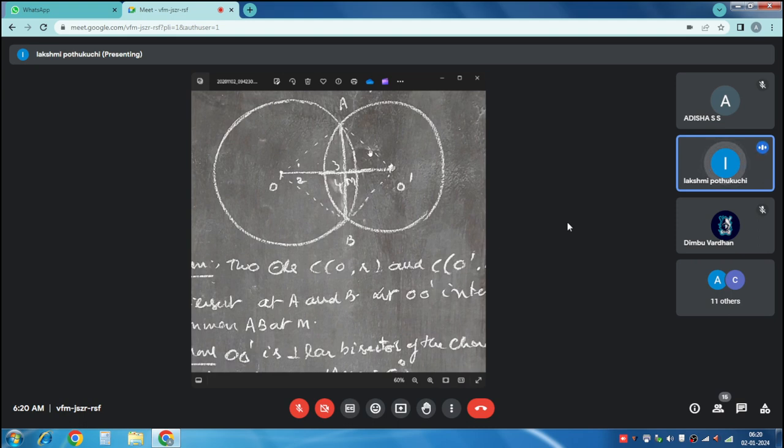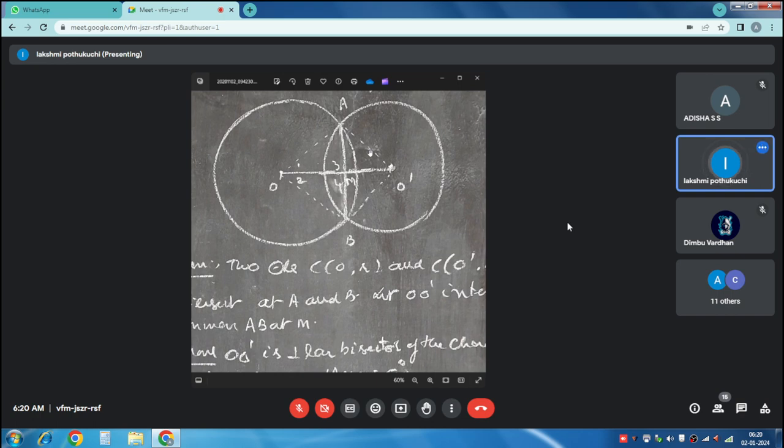Once again I am saying, two circles C(O, R) and C(O dash, R dash) are intersecting at two distinct points A and B. Their centers are O and O dash. Then join OO dash. It's a line segment formed by joining the centers of two circles. AB is a common chord. It's a chord for both the circles.